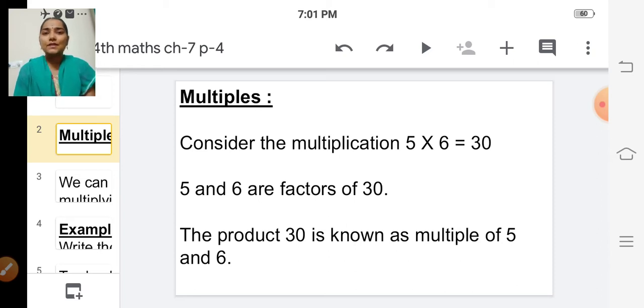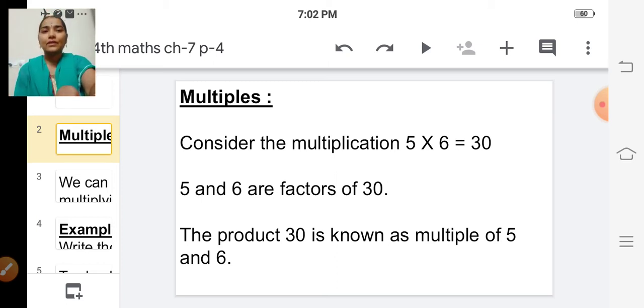If we take any multiplication like 2 into 3 is equal to 6, 2 3s are 6. So, 2 and 3 are factors of 6, isn't it? We have learnt this already. 2 and 3 are factors of 6 and 6 is the product. So that product is called the multiple.